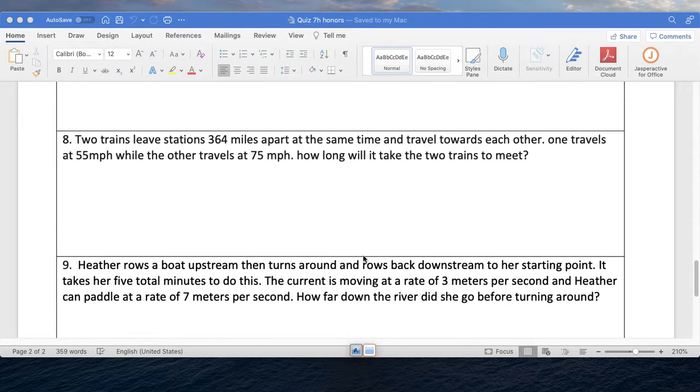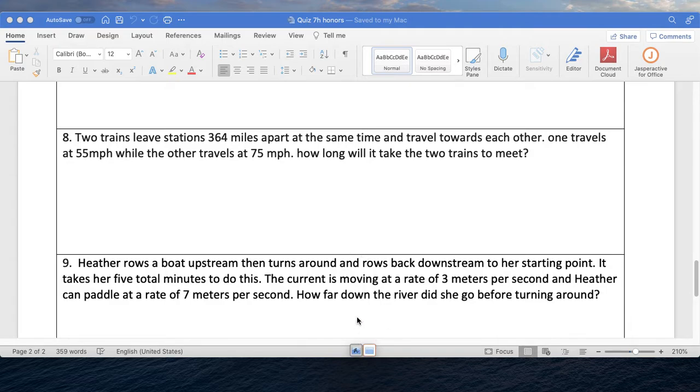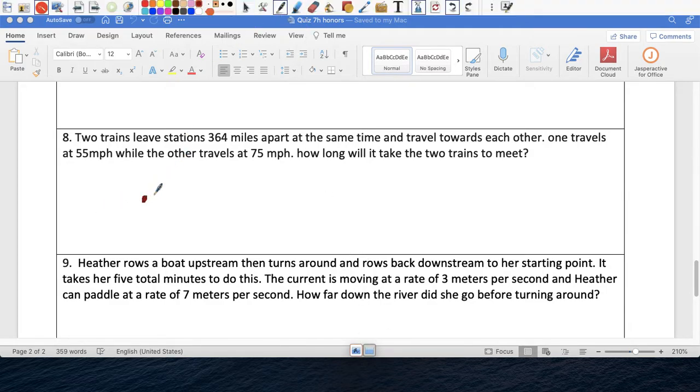Number 8, two trains. Let's see if I can draw this out. Two trains leave stations 364 miles apart at the same time. So we have a train going this way and a train going this way, and the distance between each other is 364. One travels at 55 miles an hour, the other travels at 75. So let's call them train A and train B. This will be my 55 mile an hour, and this will be my 75 mile an hour, okay?